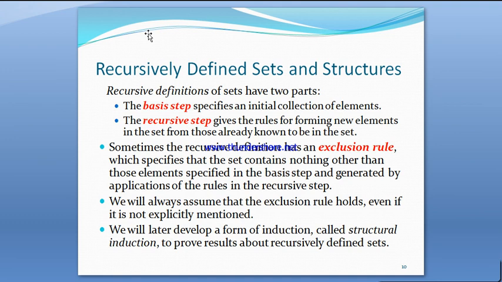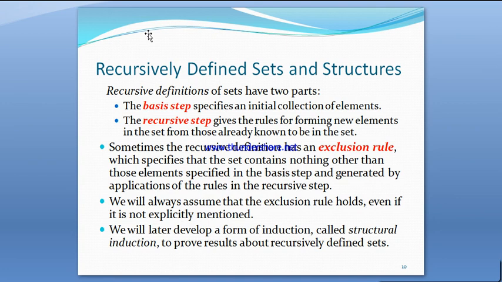As usual, there are two parts. The basis step specifies an initial collection of elements in the set. The recursive step gives the rule for finding new elements of the set from those already in the set. Right? So these are the two steps to be completed for defining a set recursively or a structure recursively.